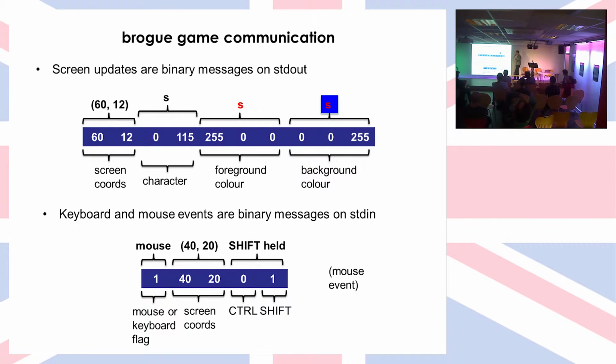And just to show it's true, here's an example of the messages. Probably the most interesting one is the screen updates. Whereas web-brogue normally renders to a screen, what it's actually doing now is sending a whole heap of messages like this: update 6012 on the screen with a character for an S, do it in red, and do it with a blue background. Likewise, when the input events are coming in, they're sent to web-brogue in a format like this. It's a mouse click, it's a 4020, it's just being held.